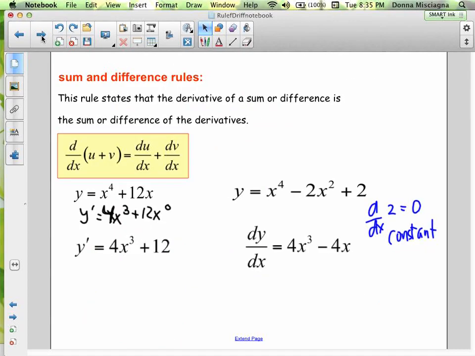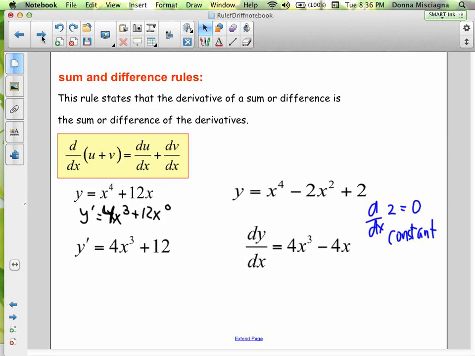Sum and difference rules, and actually we've been using those all along. I just didn't give it a name. So this rule states that the derivative of a sum or difference is the sum or difference of the derivatives. So when we had a sum or difference and we used the limit quotient, we just found the limit basically of each one, because the limit of a sum is just the sum of the limits. So we didn't have to recombine it all together. So if you want to take the derivative of u plus v, you just take the derivative of u and the derivative of v and add them together.